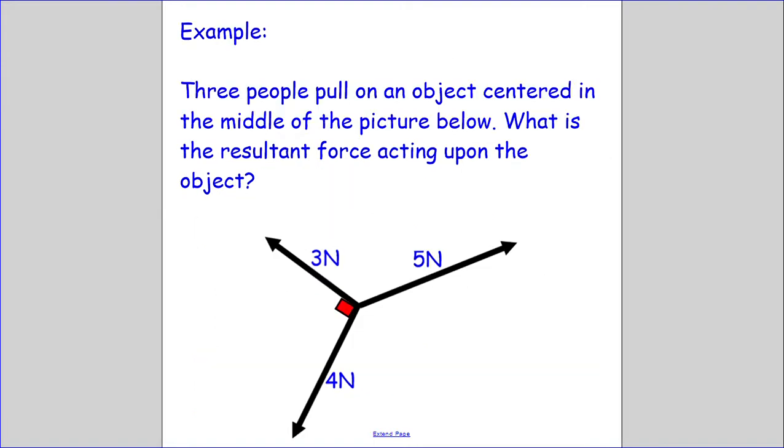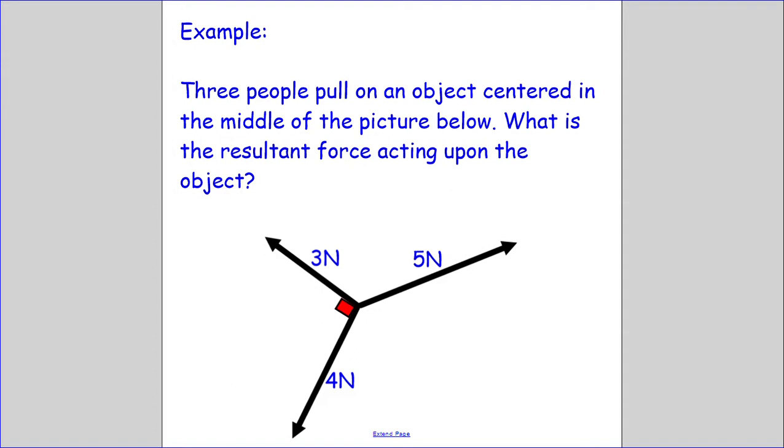As an example, we'll take a look here. It says three people pull on an object centered in the middle of the picture below, and asks what the resultant force acting upon that object is. So we know from a previous video that we can draw these out tip to tail, or we can use the parallelogram method.